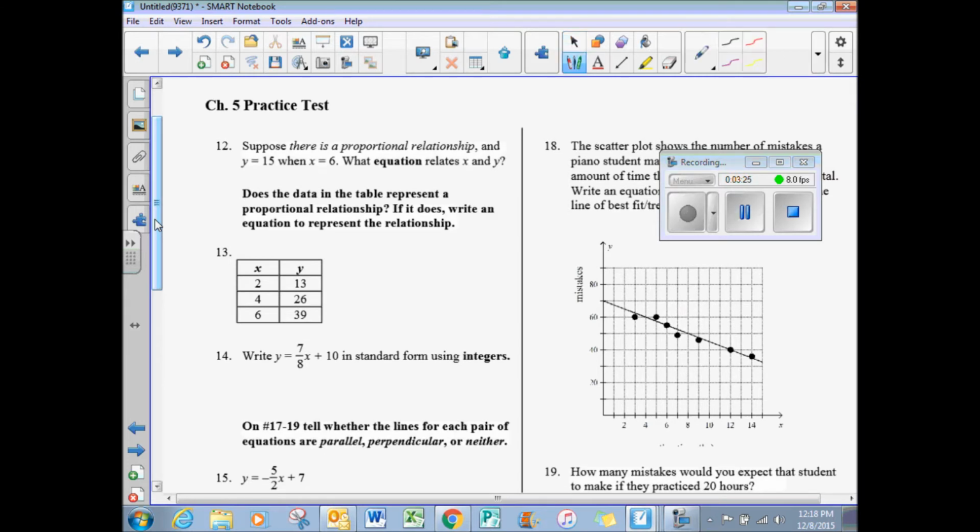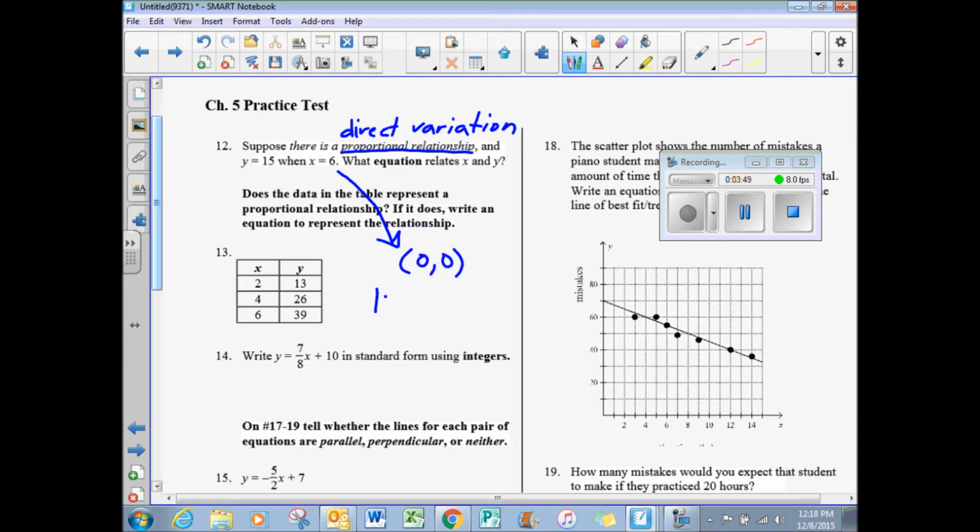The key on 12 is to read the directions. It's a proportional relationship, which is another word for what? Direct variation. Direct variation, good. Jolie, direct variation. And we know when it's a direct variation, what two things are always true? It goes through the origin and the ratios are always equal. Okay, it goes through the origin and the ratios are always equal.